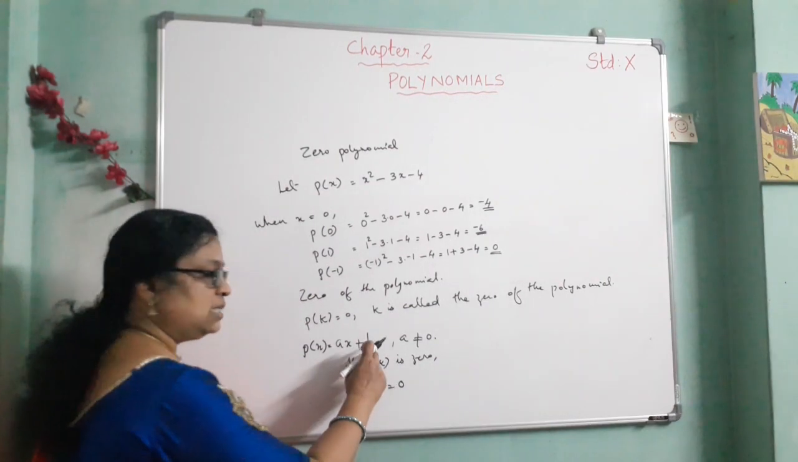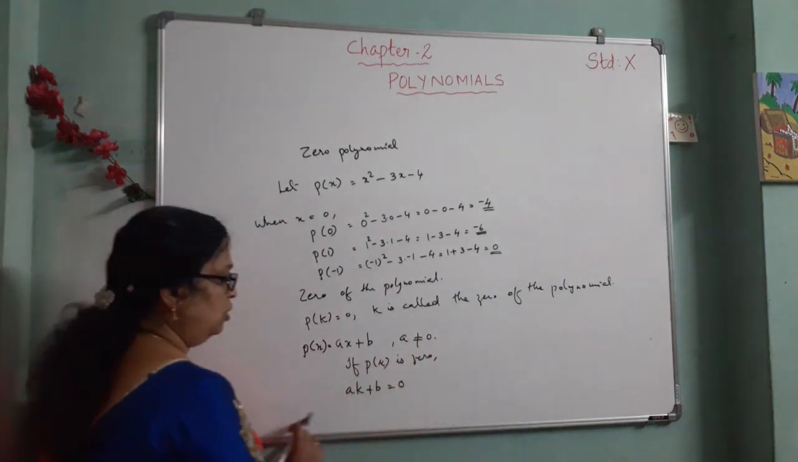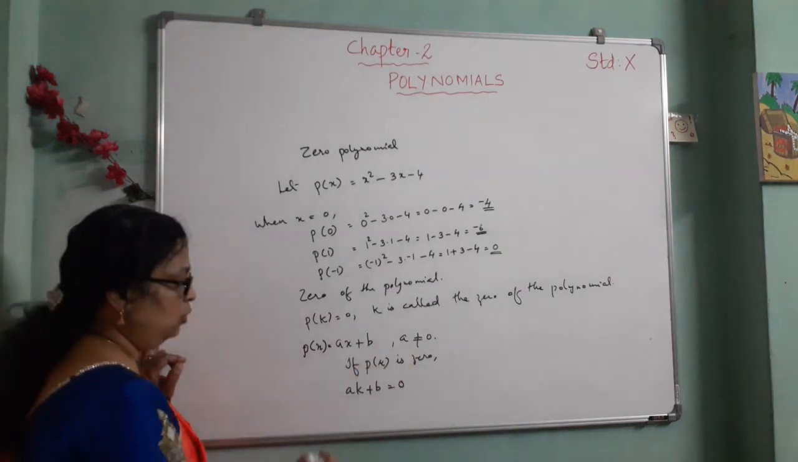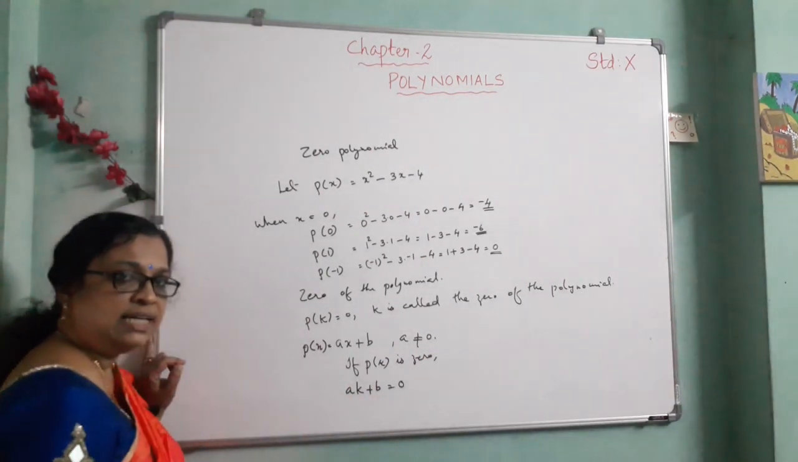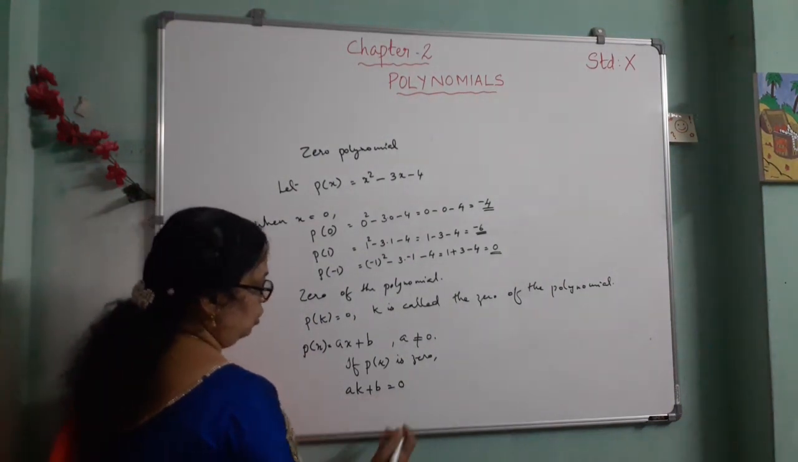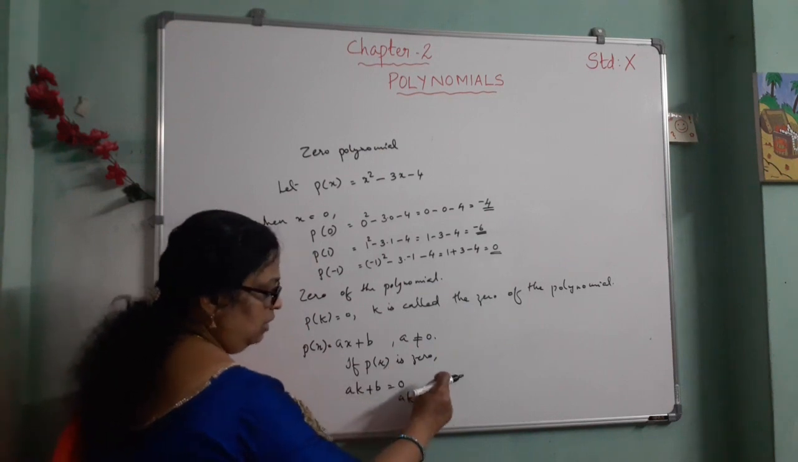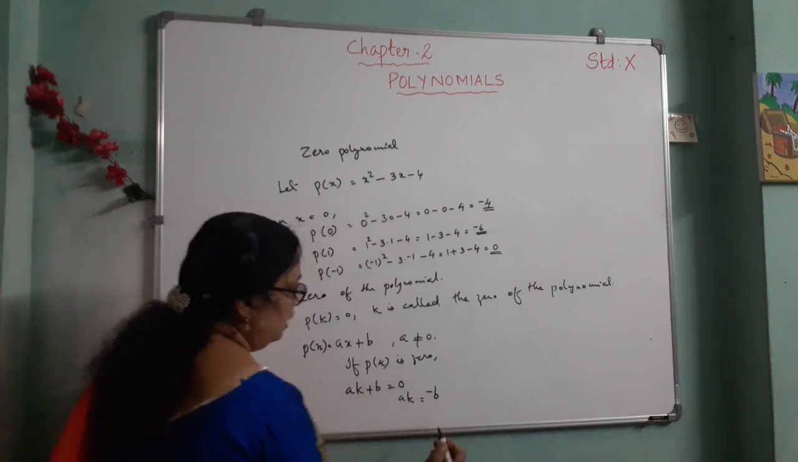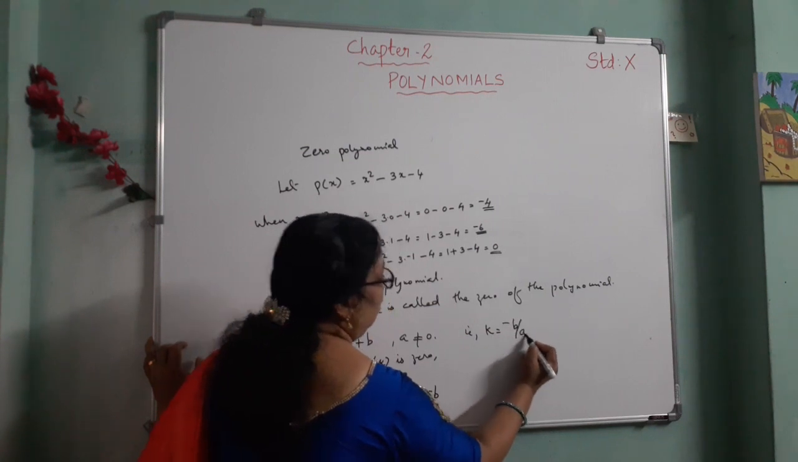We know that ax plus b is the general form of a linear polynomial where a not equal to 0. If k is a 0, then P of k is 0. If P of k is 0, that is k is a 0 of this polynomial, then we can write ak plus b equal to 0. That is, ak is equal to, transposing this b to the right side, minus b. That is, k is equal to minus b by a.